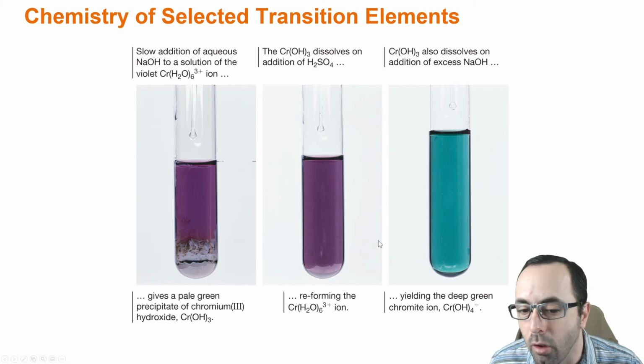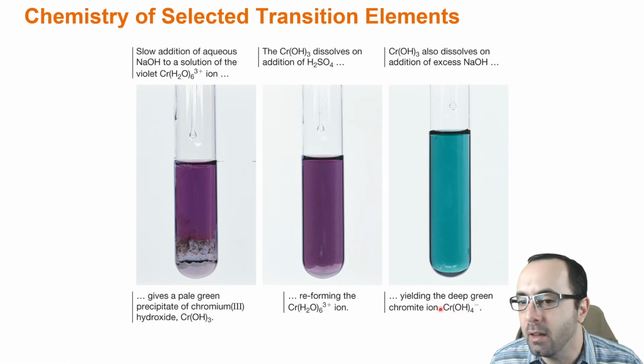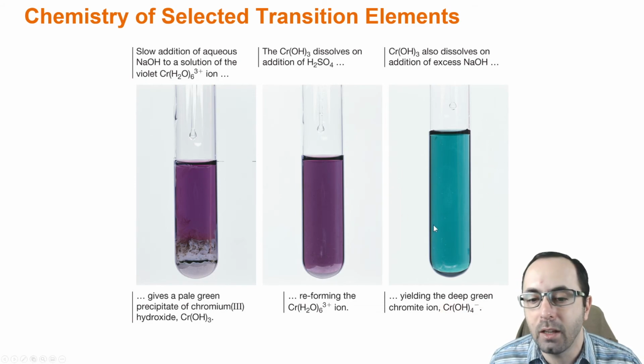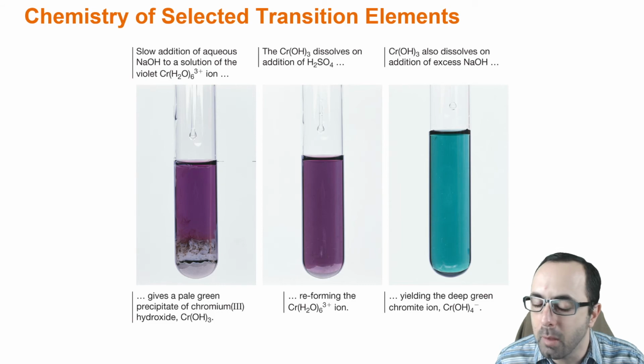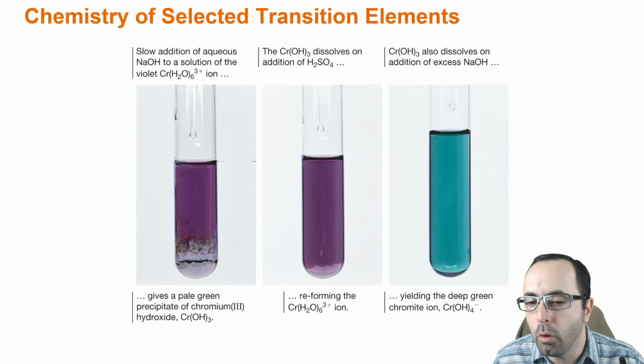But if we add in additional hydroxide, we can actually make the chromium into a new compound that has an additional hydroxide, and that actually has a different color. And so this amphoteric property of these transition metal cations is going to be pretty important for helping us to separate them. And that's what experiment 13 is going to be all about.